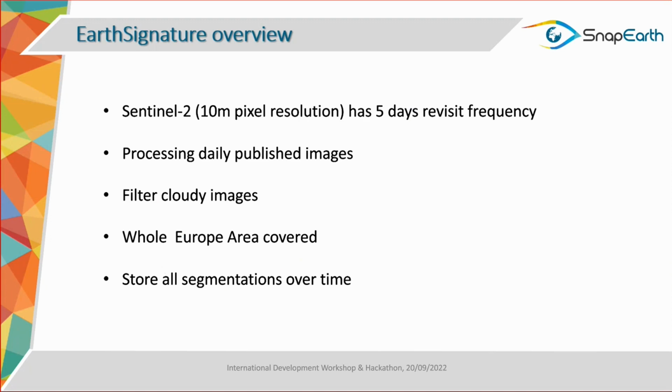Still about the overview. So Sentinel-2 has a 5-day time resolution because there are 2 satellites, as Damien said. EarthSignature tries to process daily images, so it's near real time. We get the segmentation close to every day, and we filter. There are a lot of images with clouds because there are clouds on Earth, and we filter images with a lot of clouds. When there is more than 60% of clouds on the images, we don't process it.